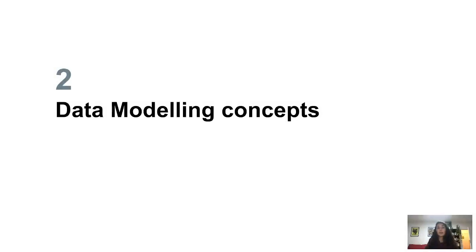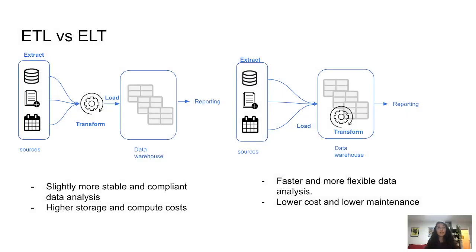Let's now review some of the data modeling concepts that we will be referring to. Let's recap on the difference between ETL and ELT. In ETL, we're going to be extracting from the sources, then transform it and load it to the data warehouse. Where in ELT, we're going to transform the data once it is in the data warehouse. The first approach is going to take longer to implement because we first have to transform that data. But this is also going to mean that we're going to have more stable and compliant data because it's clean.